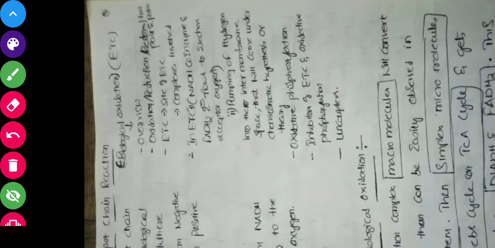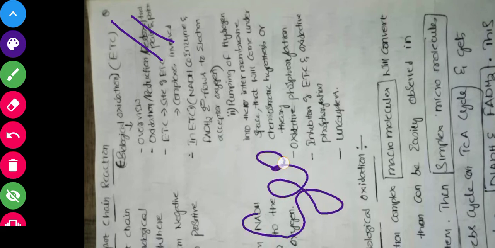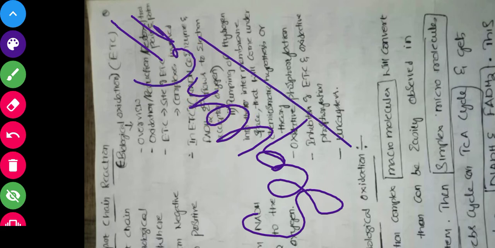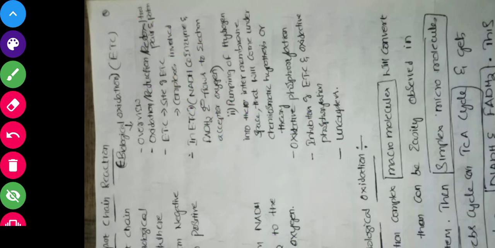So what we are going to discuss here is the site of the electron transport chain reactions and the complexes involved. There are 5 complexes, and in each and every complex the electrons will flow. We need to learn the sequence. When we know the sequence of electron flow, it is very easy to write about the electron transport chain reactions.